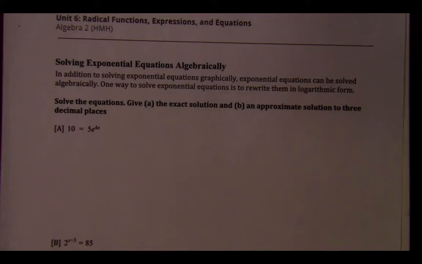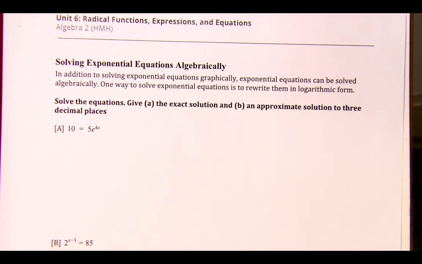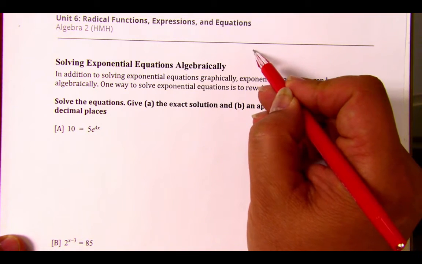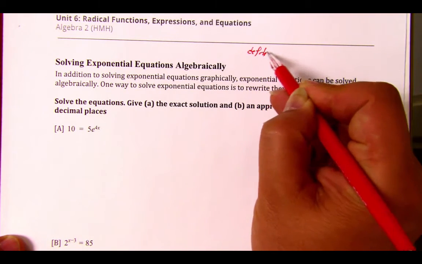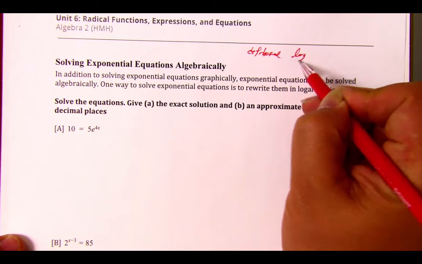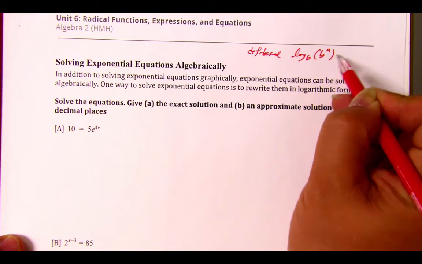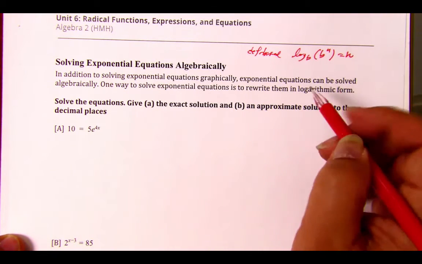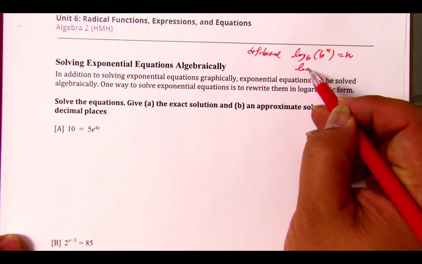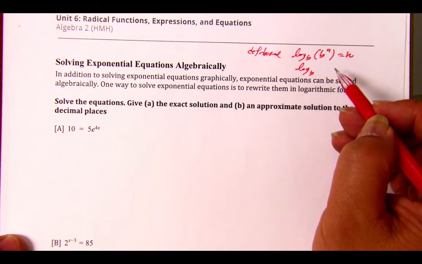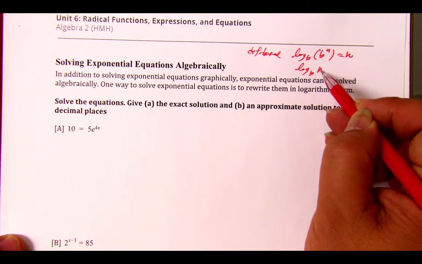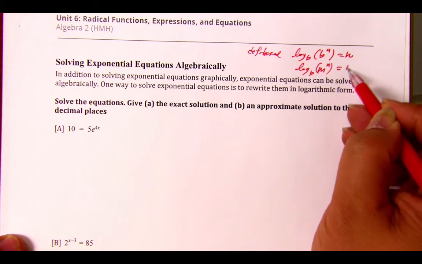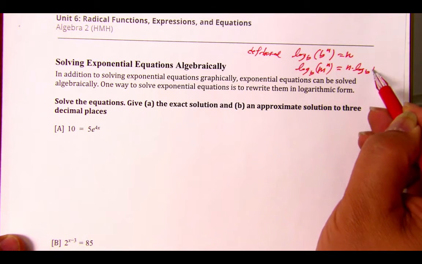And as a reminder, I will write those rules for you. So the definition-based property is that log base b of b to the n, it's like the log base b and the b cancel, so that is n. And the other one is when you have log base b of, let's say, m to the n, it's the same as having the n in the front: n times log base b of m.